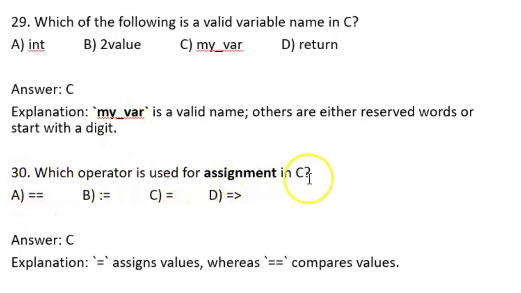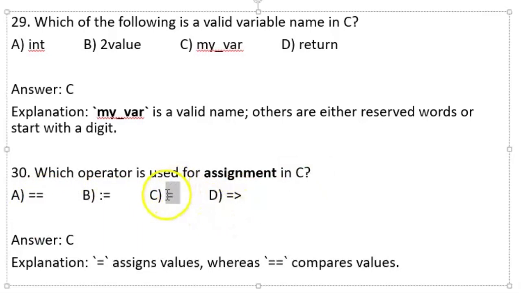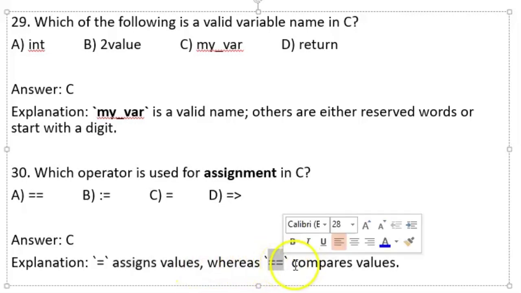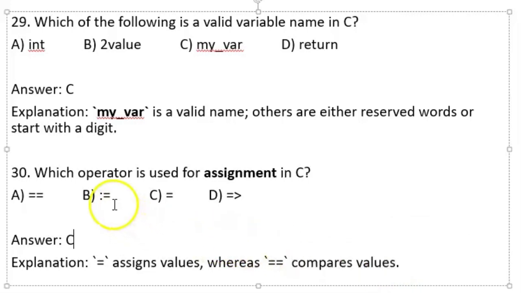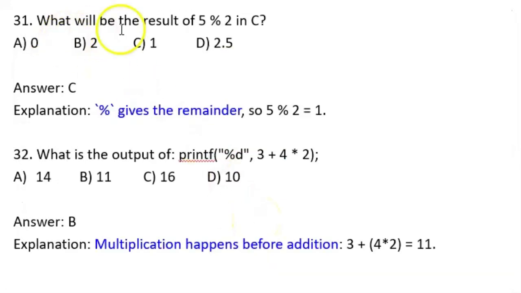Question 30. Which operator is used for assignment in C? The answer is C, the assignment operator. It assigns values, whereas two equal signs compare values. The assignment operator is the answer.